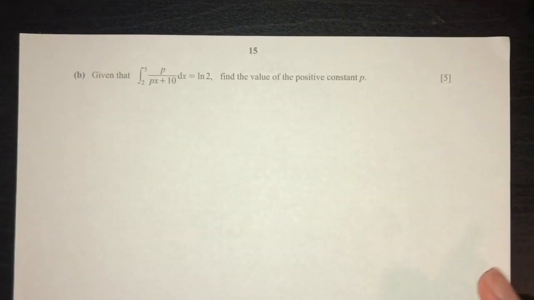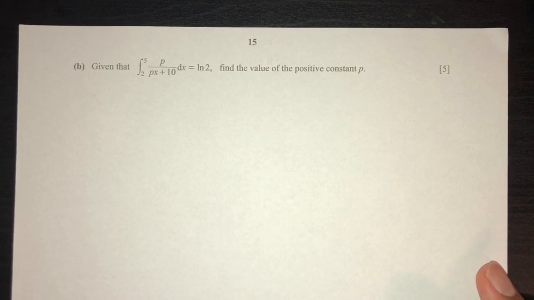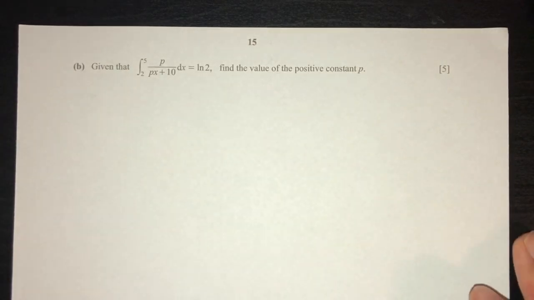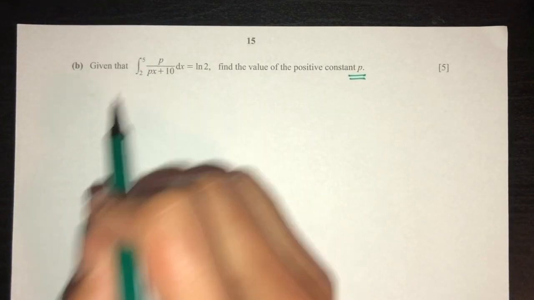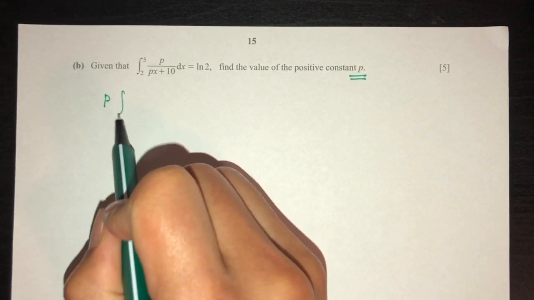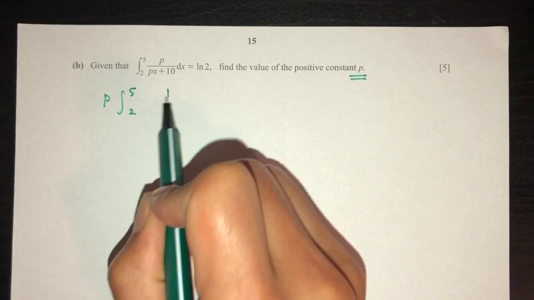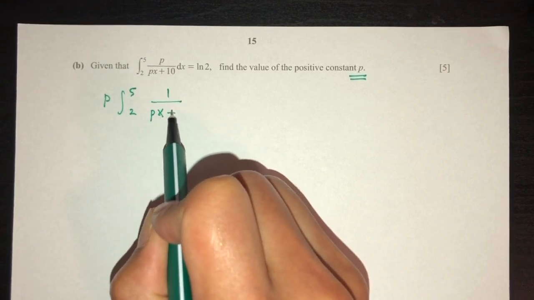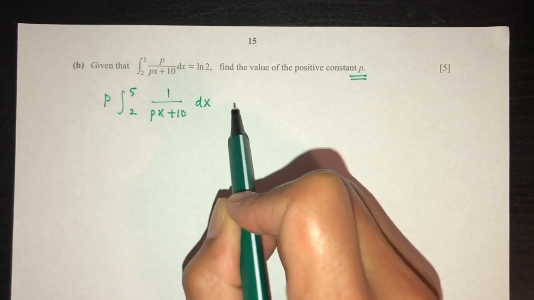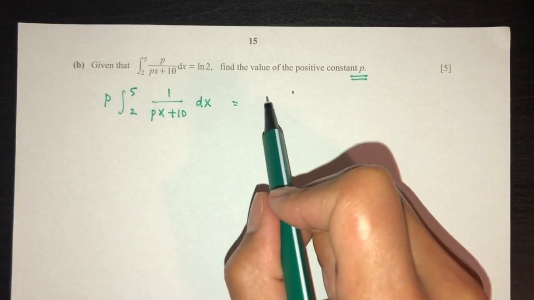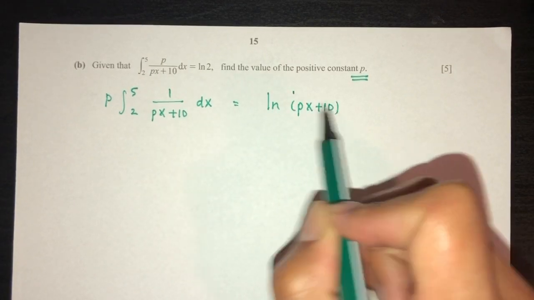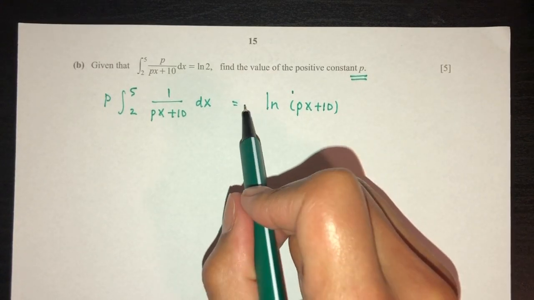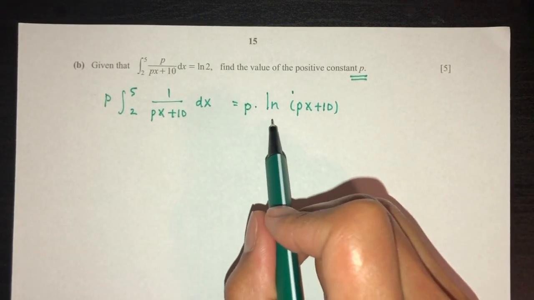Now let's move on to part B of question number 12. Given that we have this integration, find the value of p. First thing we can do is take out the value of p, integrating from 5 to 2 of 1 over px plus 10. That will be basically ln of px plus 10, p is outside, and you have to divide by the value of p.